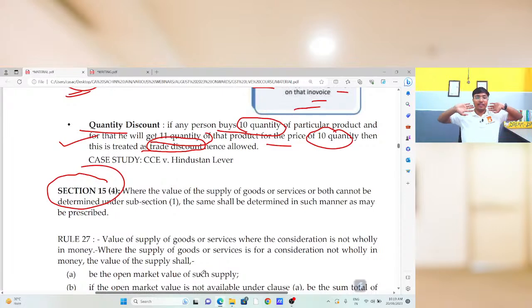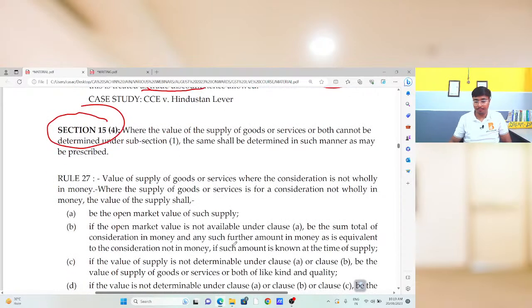So can we start the discussion on rule number 27, 28, 29, 30, 31? Discount part is okay.